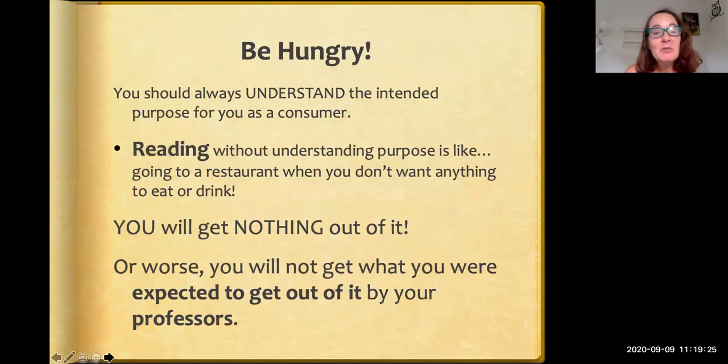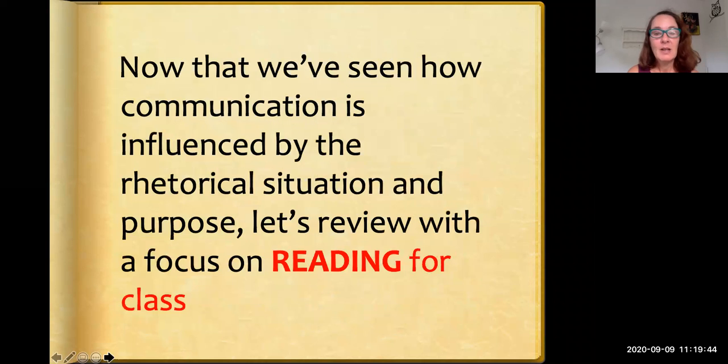Be hungry. You should always understand the intended purpose for you as a consumer. Reading without understanding purpose is like going to a restaurant when you don't want anything to eat or drink. You'll get nothing out of it. Or worse, you will not get what you were expected to get out of it by your professors. Now that we've seen how communication is influenced by the rhetorical situation and purpose, let's review with a focus on reading for class.